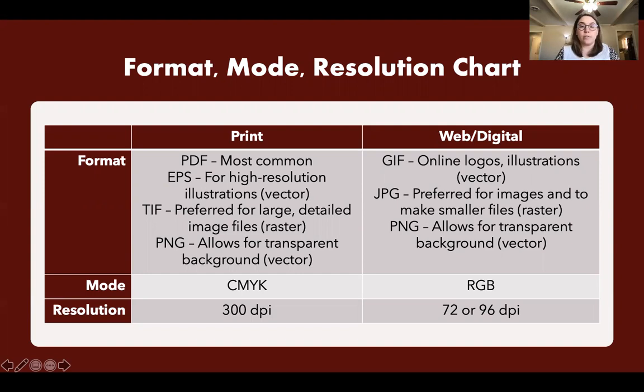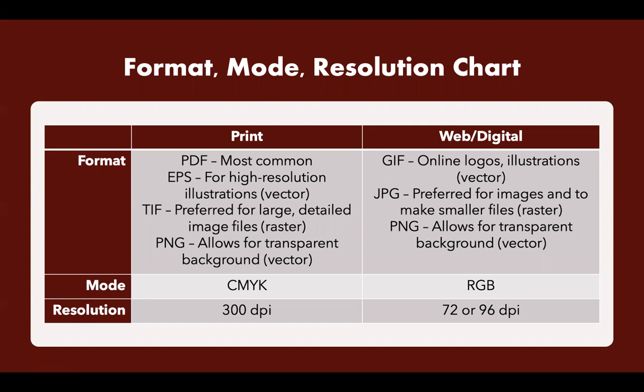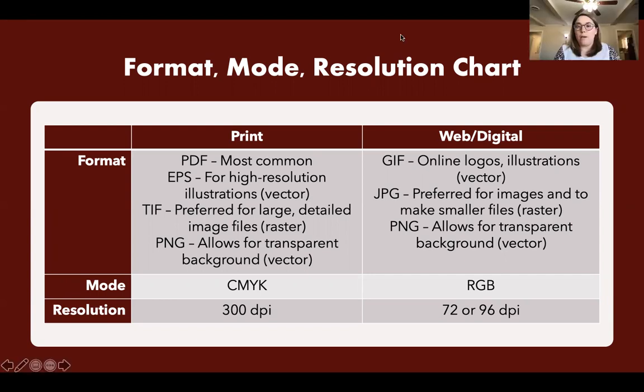So EPS again is going to be for this high resolution illustration. So like if you get that really big banner or something of the sort, it's just the best file type for that. A TIFF is going to be for large detailed image files. And again, that's going to be a raster because it is an image. So like if you take a picture of your parents for their anniversary and you need it to be blown up to a, I don't know, a 2 foot by 3 foot picture that you're going to display at their anniversary party, then you probably need to export that as a TIFF.